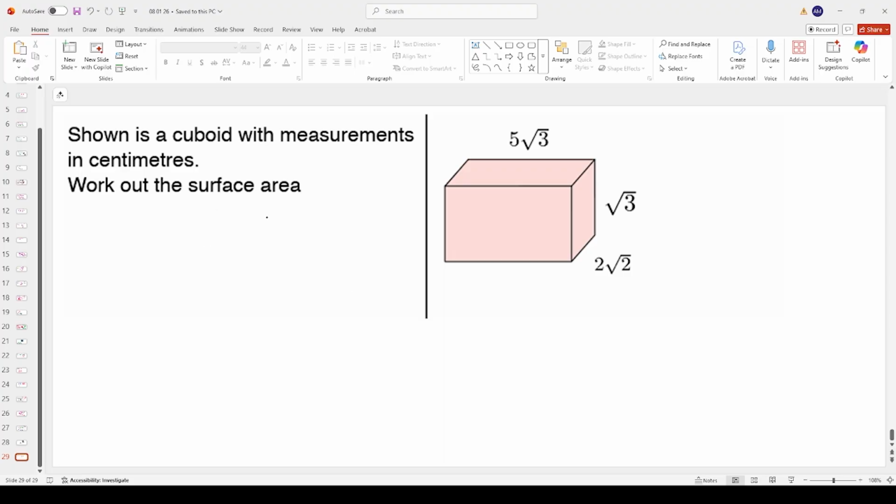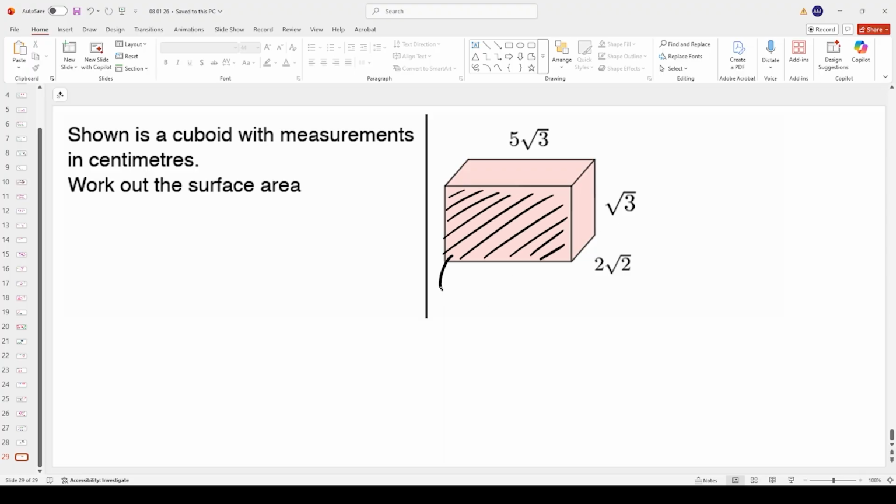Guys, can everyone try this question? There's about 90% of us not responding right now. So who is working on this? Shown as a cuboid with measurements in centimeters. Work out the surface area. So what's the surface area of the whole shape? You just use your knowledge of surds. So to work out surface area, you just need the area of each section, right?